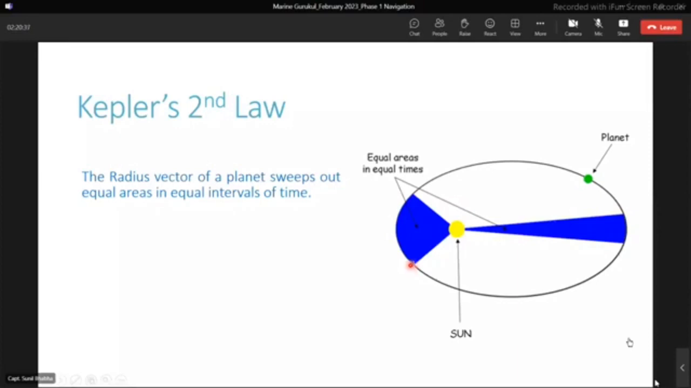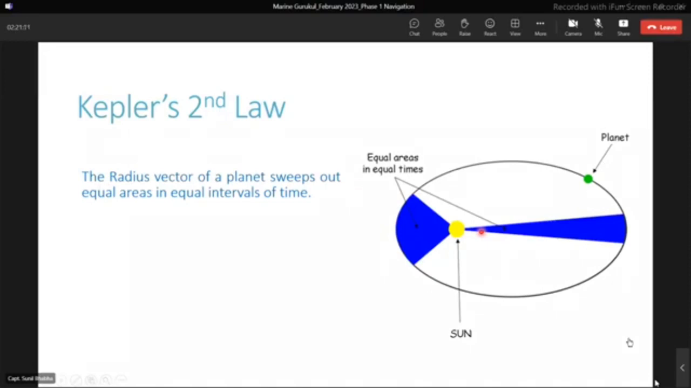Now, after 30 days, we observe that the planet has reached this particular point. And you can see this is the radius vector of the planet now. The area which is swept by the radius vector of the planet in the same duration of 30 days is represented by this blue color sector. So you can see the two different sectors as the areas swept out by the radius vector of a planet during its two different locations in its orbit.